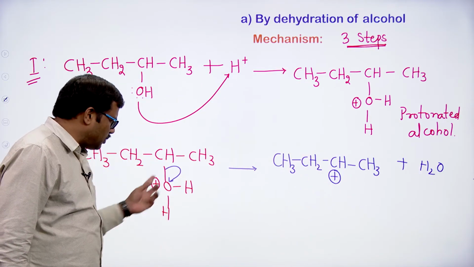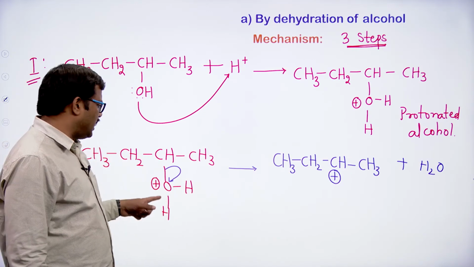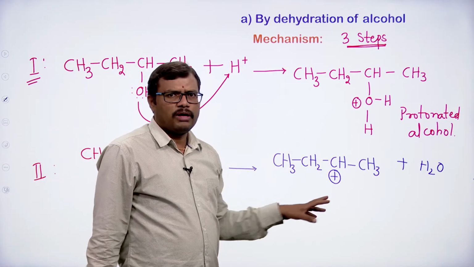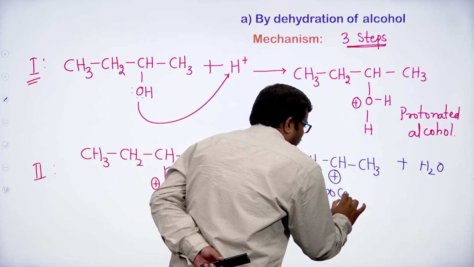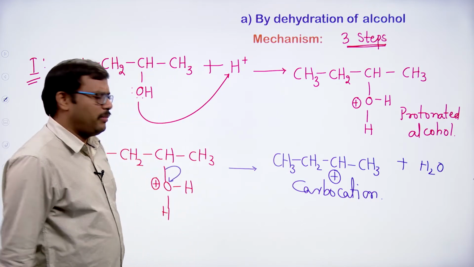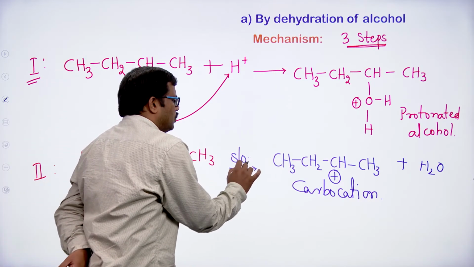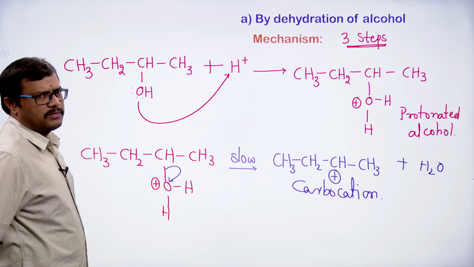So, this protonated portion will go out as a water molecule, and the carbon which is losing the oxygen atom will get a positive charge. What is this? This is a carbocation. So, what is forming here in the dehydration process? Carbocation formation takes place, and this is the slow step of this reaction. Okay. Then what happens after this?